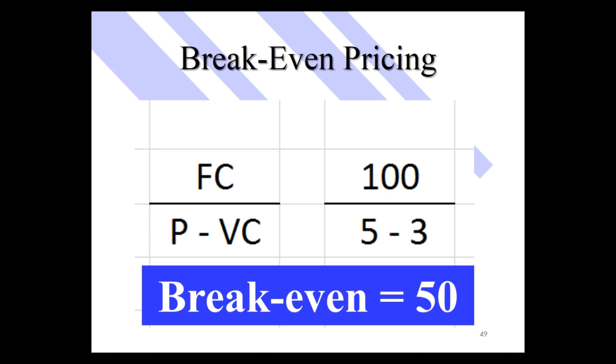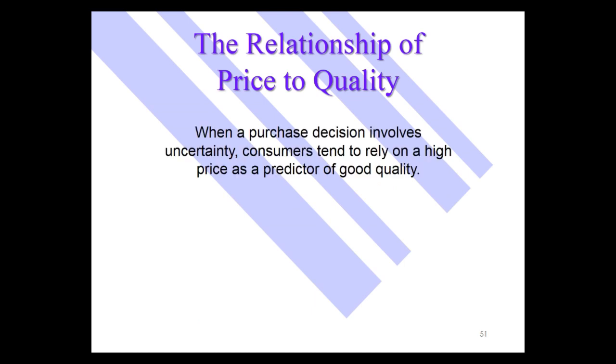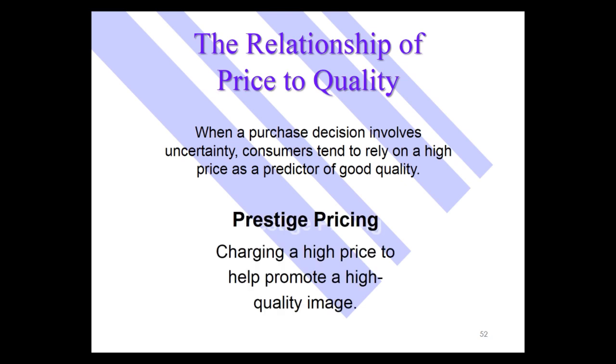A lot of times people will use price as an indicator of quality. So even though it's not true, there is a relationship of price to quality. When a purchase decision involves uncertainty, consumers tend to rely on high price as a predictor of good quality. This allows for something occasionally to come into play that is known as prestige pricing. Now, prestige pricing is charging a high price to help promote a high quality image. It leads to irrational purchase decisions.